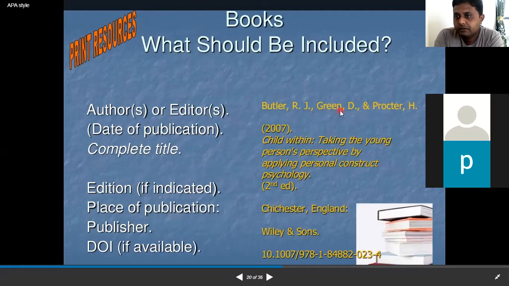See, the first name of the second author, the use of 'and'. In MLA, this 'and' is not allowed, but in the case of APA, 'and' is used. Publication year, then the title, edition if available, place of publication, publisher, that is the company's name, DOI if available. So this DOI is available or not available; it is not compulsory.